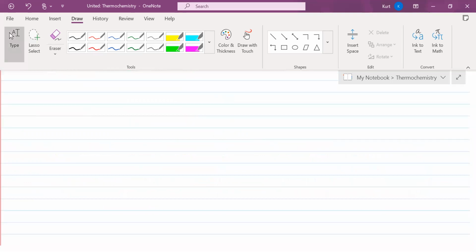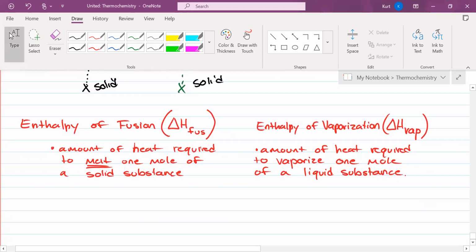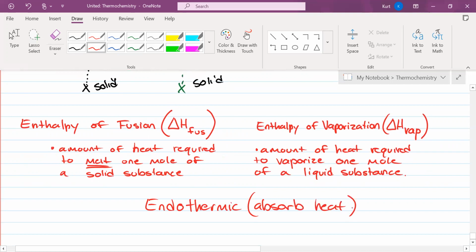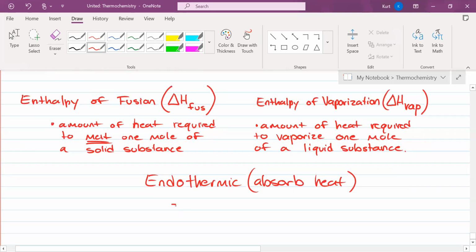What do both of these processes have in common? I use the color red. They're endothermic, which means they absorb heat. So what will their values always be? Positive or negative? They're always going to have positive values. What? Oh, true.